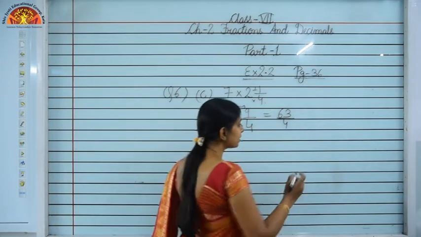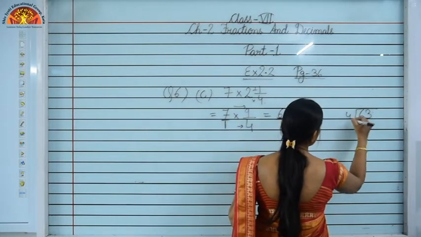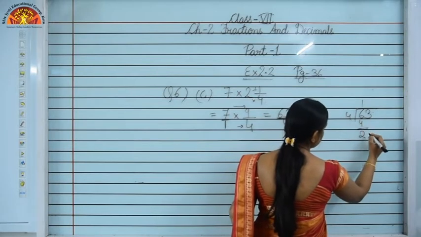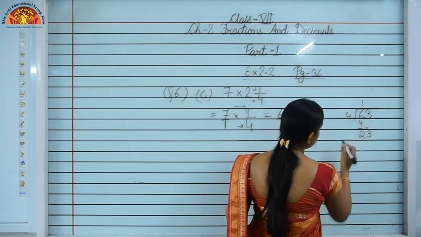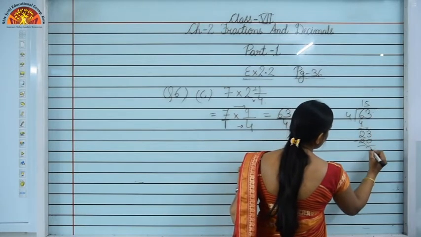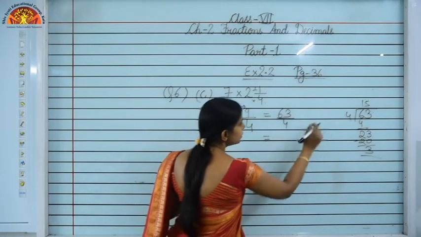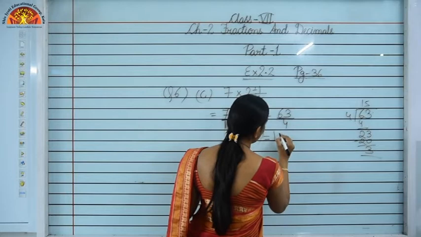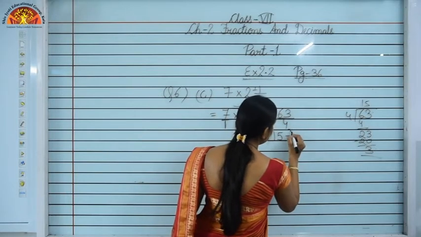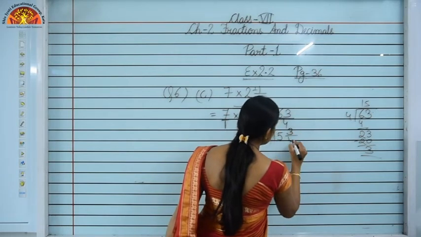So we'll just divide and convert it into a mixed fraction. So just divide it. 4 ones are 4. 6 minus 4 is 2. You can just write the 3 over here. Now 4 5s are 20. So remainder comes out to be 3. Now you can just write it as a mixed fraction. First of all, you will write the quotient, that is 15. Then you will write the remainder, and at last you will just write the divisor, that is 4.